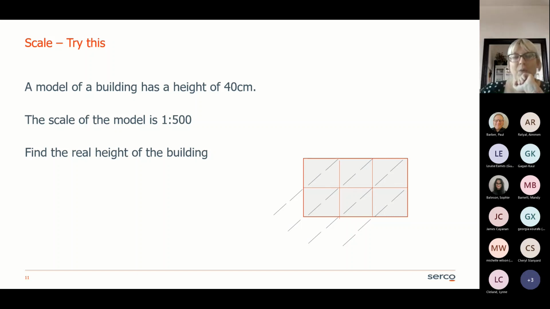So if you guys try this scale version now, we've got a model of a building with a height of 40 centimetres. The scale of the model is 1 to 500. Find the real height of the building. I'll give you a minute or two to work this out. A few answers coming in.